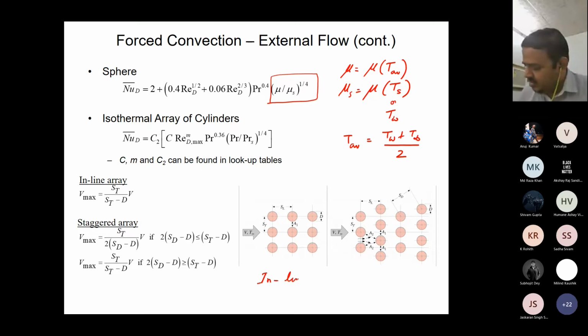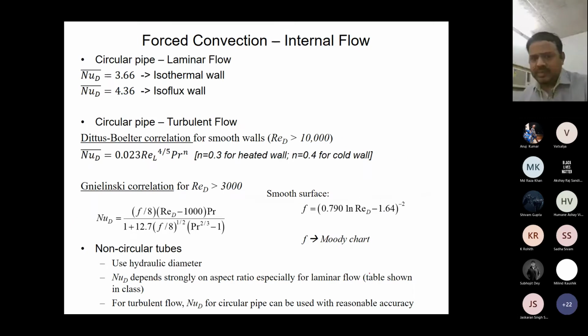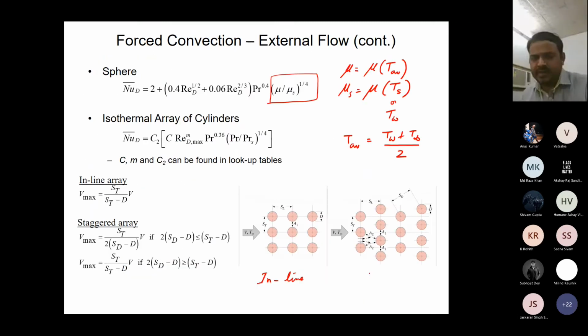Okay. This is staggered. You can see how it is, right? Here they're all in a certain x and certain y. Here it goes a little crisscross. So the flow will also have to make its way around these cylinders, and the flow patterns will be different between inline and staggered. Okay.